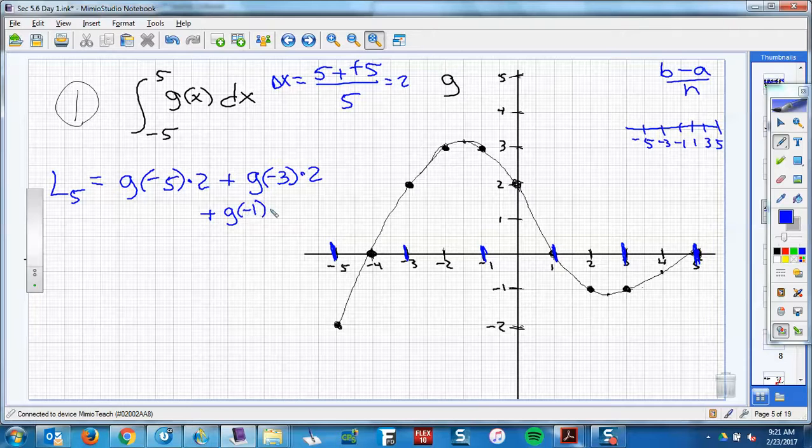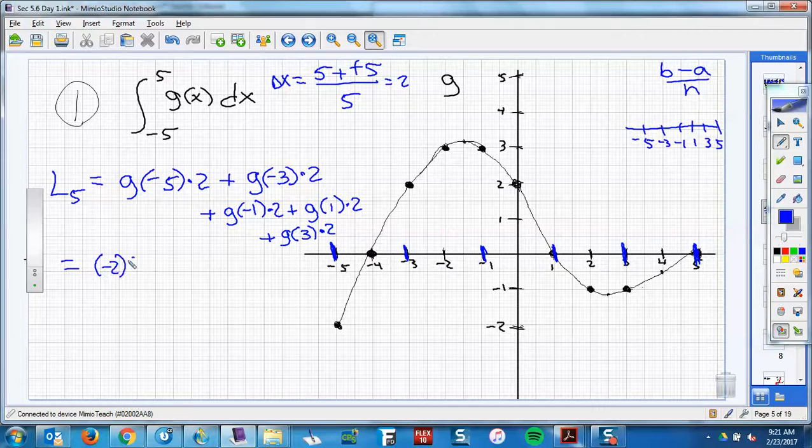Okay, plus what's the next one? g of -1 times 2 plus g of 1 times 2 plus g of 3 times 2, right? Now, let's go ahead and calculate that. Let's go ahead and write that out. So, what do you got? What's g of -5?